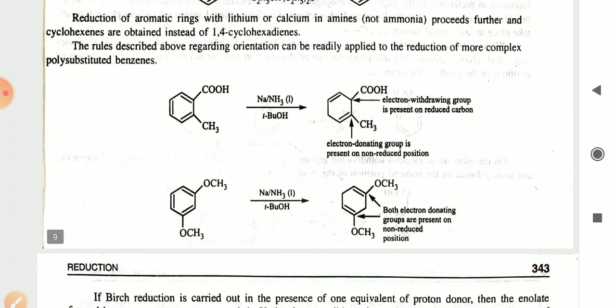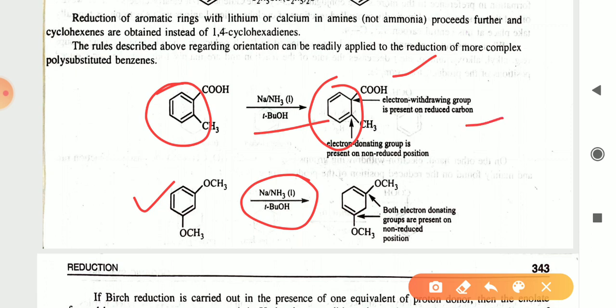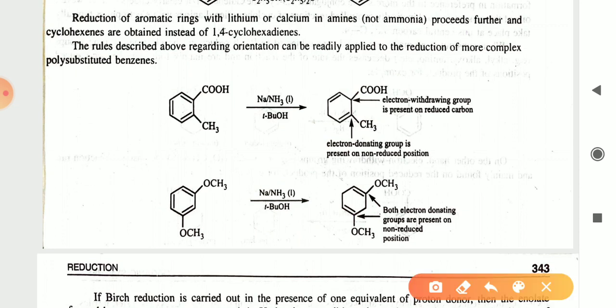Okay, there's the rule you can see here. If this rule is applied for the reduction of more complex, polysubstituted benzenes, the double bond will be reduced in the presence of sodium, ammonia and butyl alcohol. Okay, you can see another example of sodium and ammonia and butyl alcohol. In this kind of reaction, the electron withdrawing group is present on the reduction carbon. The electron donating group is also present on the carbon. So in this reaction, both electron donating groups are present on the non-reduction position.